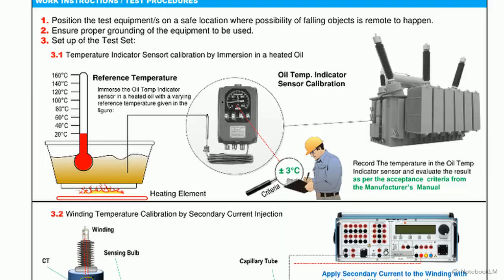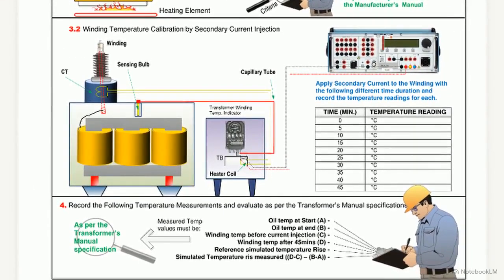Test 4 calibrates temperature sensors by immersing the oil temperature indicator bulb into a heated oil bath at defined reference temperatures. Next, we inject a secondary current to mimic winding thermal load, recording the temperature rise over 45 minutes.